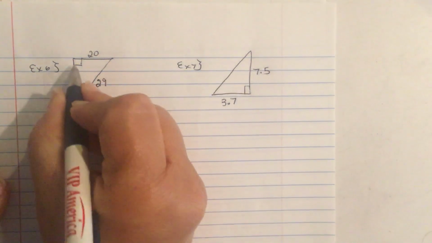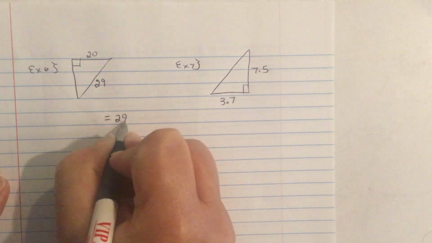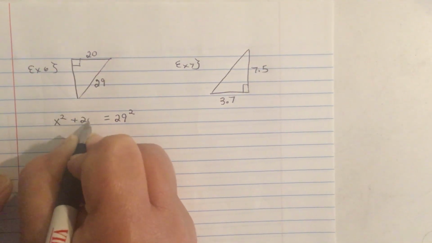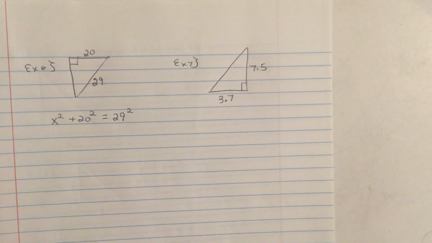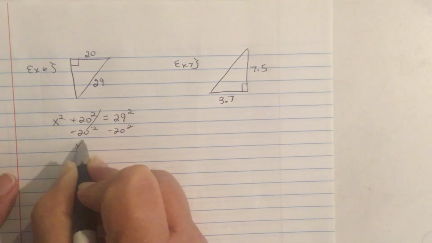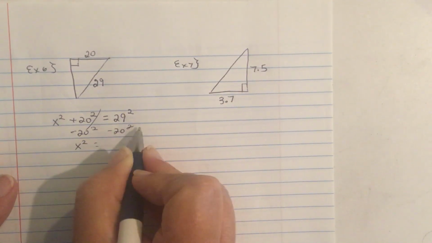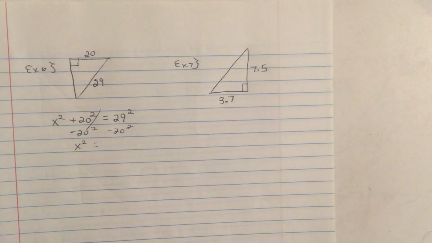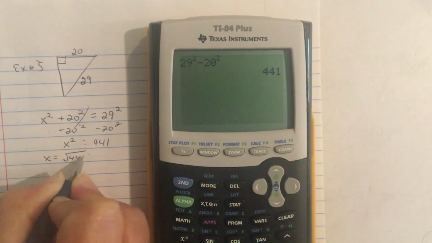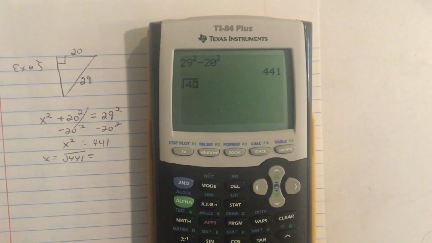All right, let's see how you did. The hypotenuse is 29, so it's going to equal 29 squared. This one's missing, and I have that one. Pick a variable. I happen to use x. Opposite sides, so you're going to subtract the 20 squared to both sides. Notice you are not doing subtraction squared. No, you're squaring and then doing the subtraction. Entering 29 squared minus 20 squared into your calculator gives you 441. Now you must square root that. And you get an answer of 21.